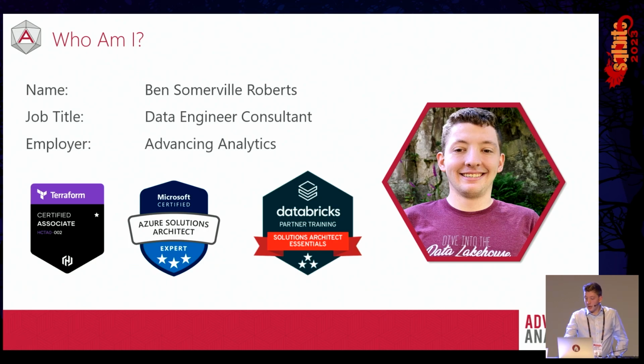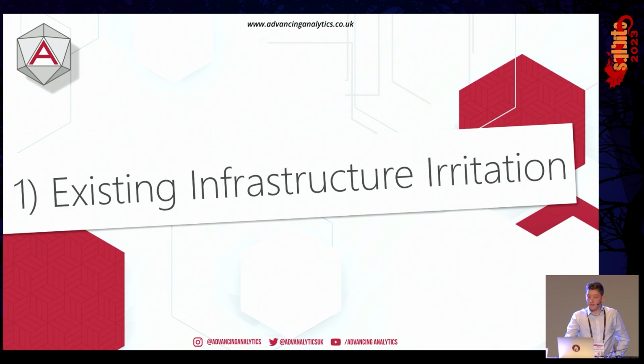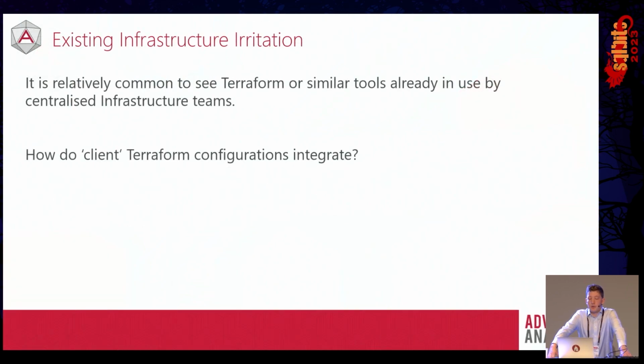So starting off with existing infrastructure irritation. As data platform developers, or as someone deploying a data platform with Terraform, it's possible that the environment you're deploying into has an existing Terraform configuration in use. That might be a centralized infrastructure team deploying the corporate hub, or it might be some security team deploying policies, or some other existing uses of Terraform. So the first thing to keep in mind is, if these other configurations exist, how are you going to integrate your deployment with them?